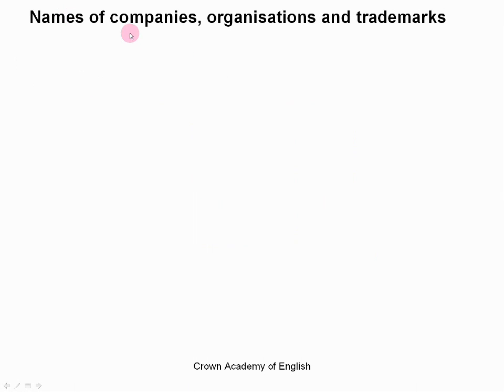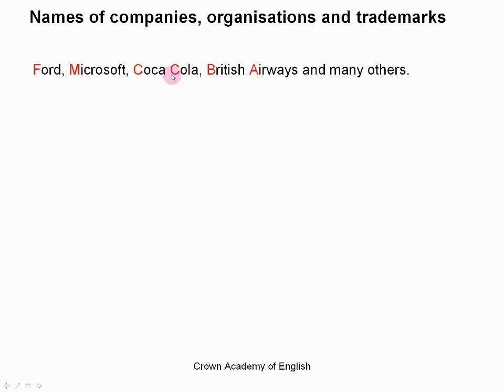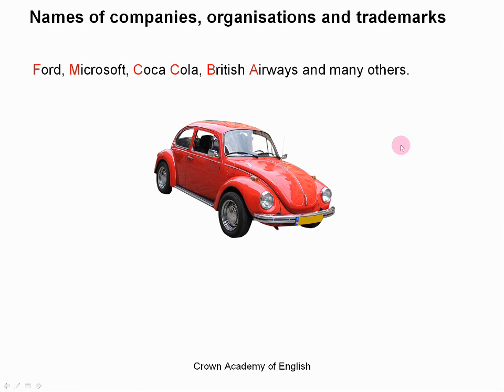And we also have names of companies, organizations, and trademarks, so the names of businesses. Some examples are Ford, Microsoft, Coca-Cola, British Airways, and of course there are many others. Example: this car was made by Volkswagen. So in fact the name of the car is a Volkswagen Beetle. And Volkswagen has a capital V, because this is the name of the company.